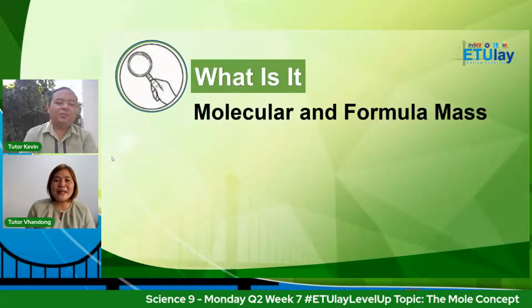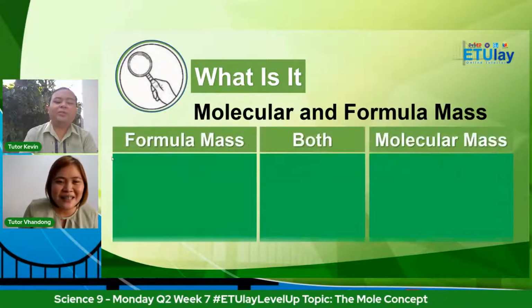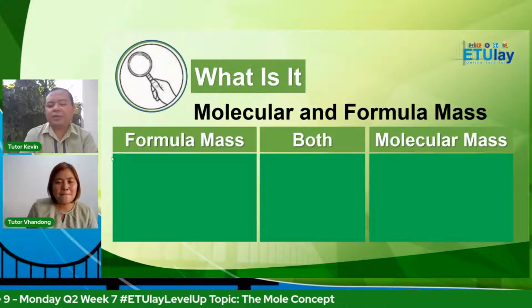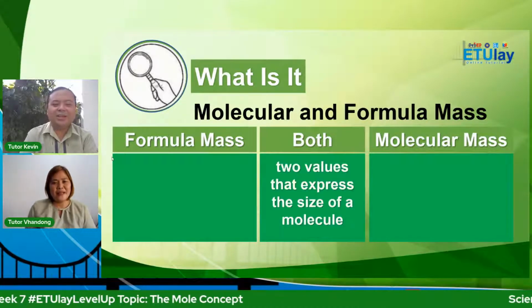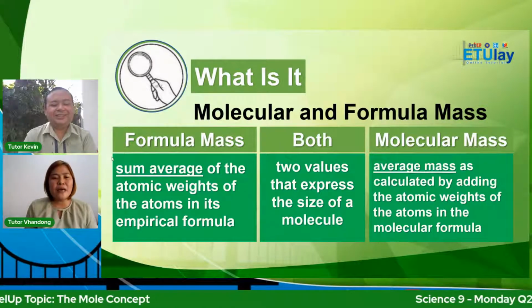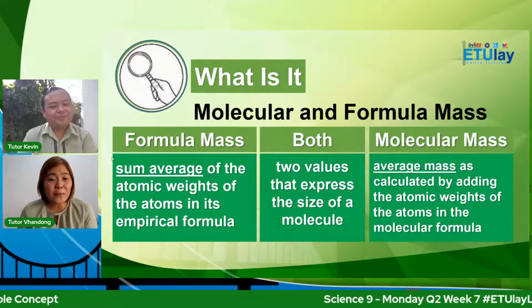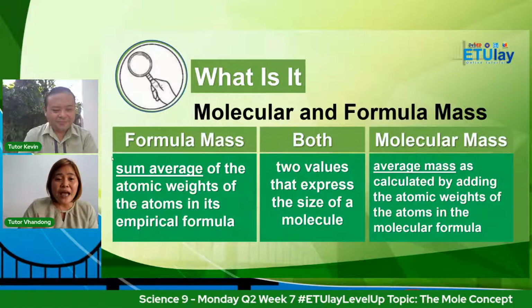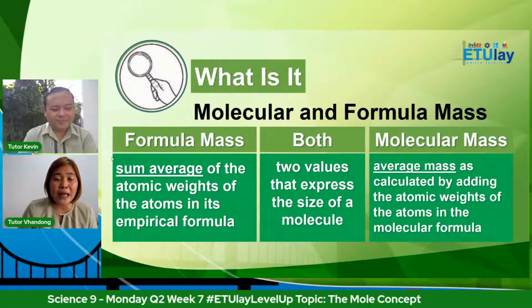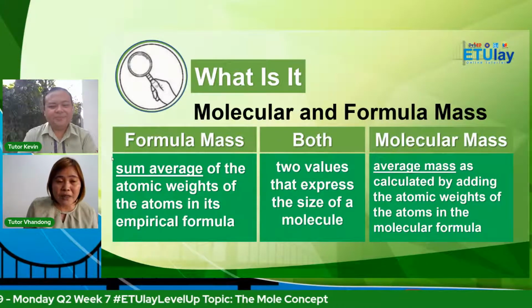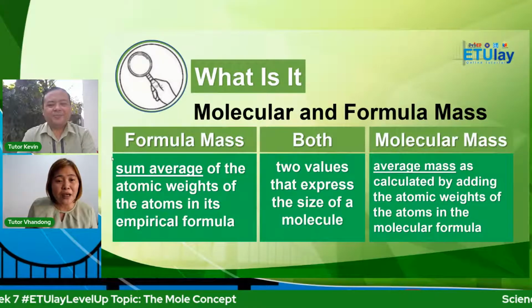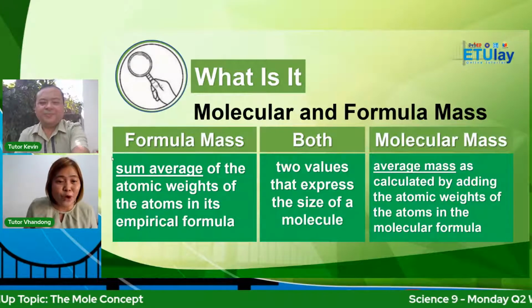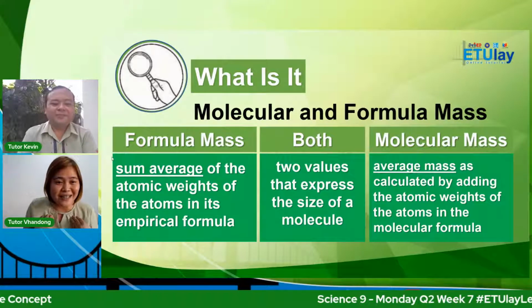Now, ladies and gentlemen, we will be having the molecular and formula mass. Pero differentiate muna natin itong dalawang to, Tutor Bandong. So we have formula mass and molecular mass. Formula mass is the sum of the atomic weights of the atoms in its empirical formula. Empirical formula, Tutor Kevin, don't worry, dahil yung mga learners natin, they will learn how to compute for the empirical formula. Next meeting yan, i-discuss natin ulit.